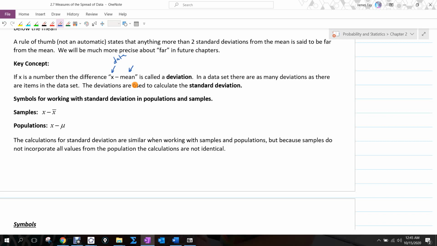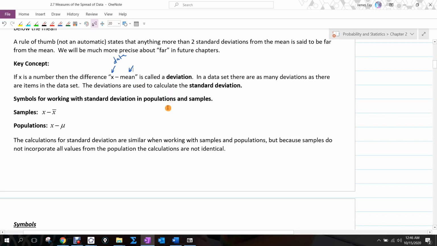If we're going through and talking about the weights of students in this class, if there are 20 students in the class, there are going to be 20 deviations. There's one mean, and then we can take each one of those 20 weights, subtract the mean from it, and find out how far away that individual value is from the mean. So the deviations are used to calculate what we call a standard deviation.